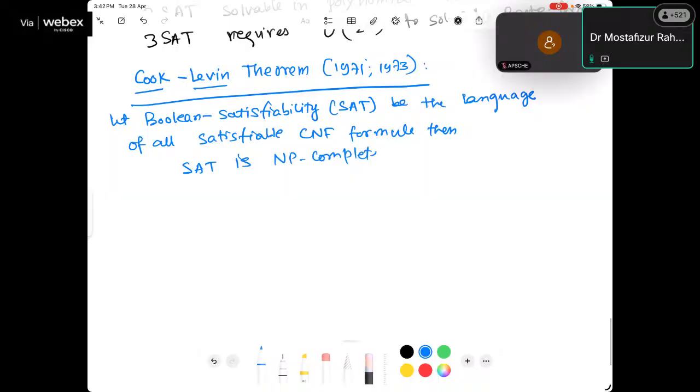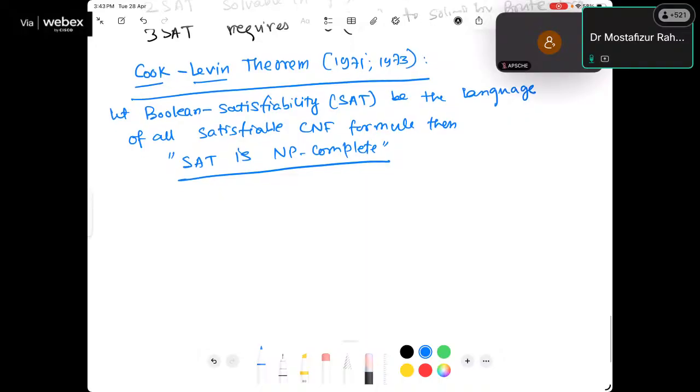Actually, there is a proof. I'm just skipping the proof. You can prove that SAT is an NP complete problem. What happens? There are many NP complete problems which are very difficult to solve, right? And we reduce that problem to a SAT problem. And because the SAT problem is also NP complete, if we solve the SAT problem, then equivalently we are solving the original problem, right?